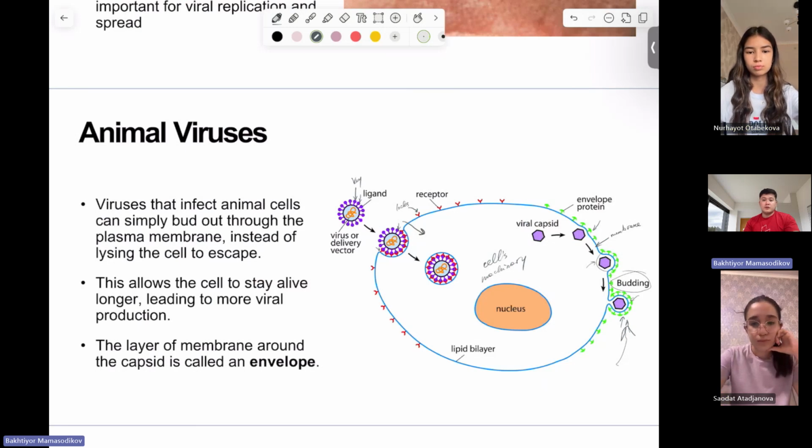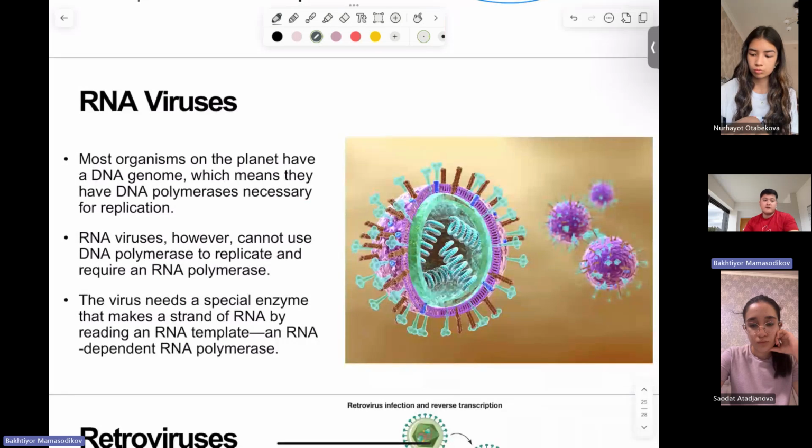Do you understand the point, right? So ligand and receptor here, like a key and the lock. Budding means coating itself with the cell's membrane. Envelope, this is stolen code. Okay, good. If you understood everything, let's go to the RNA viruses.